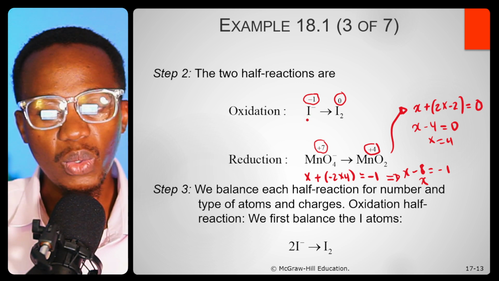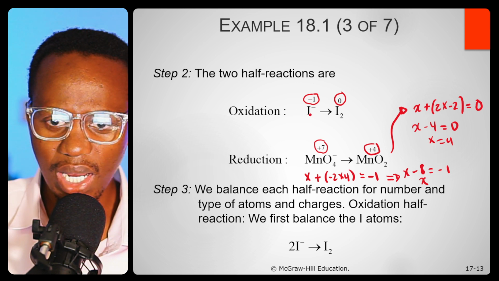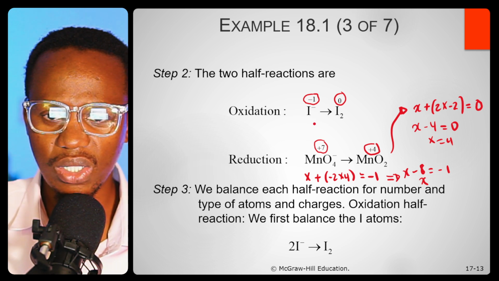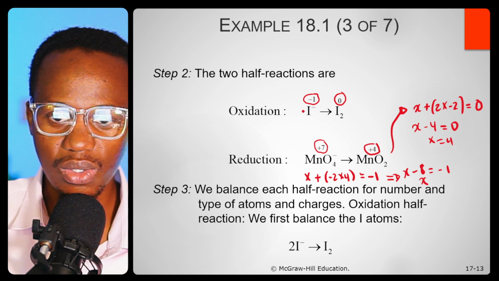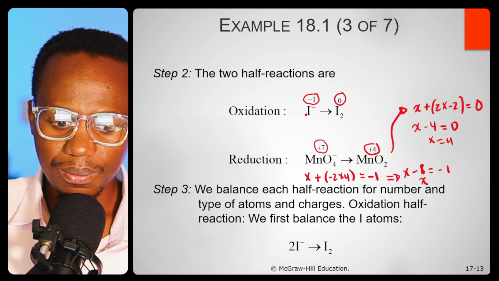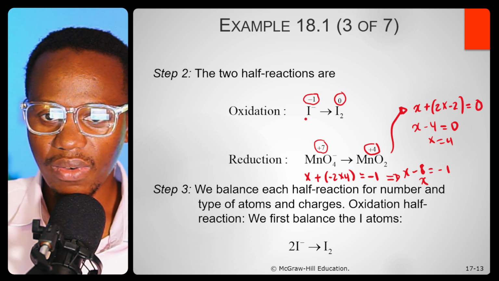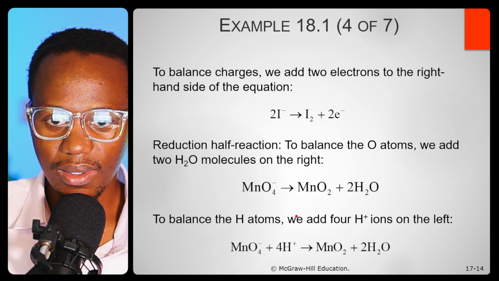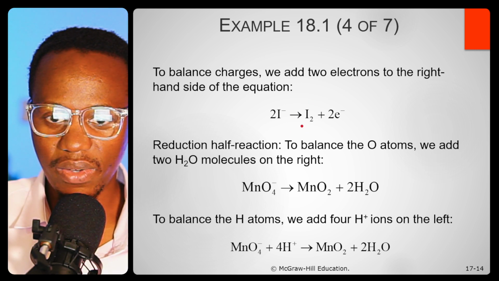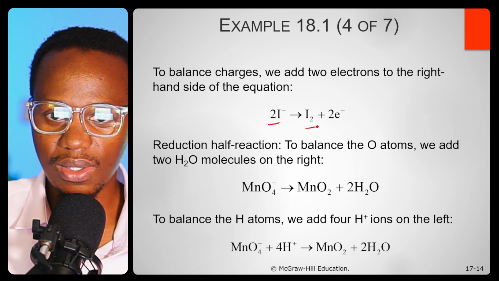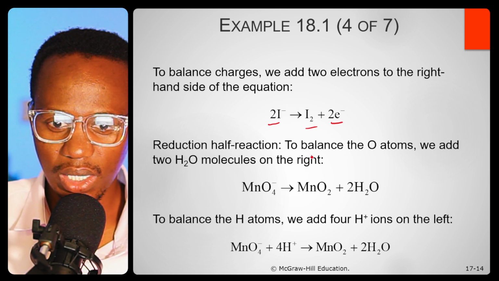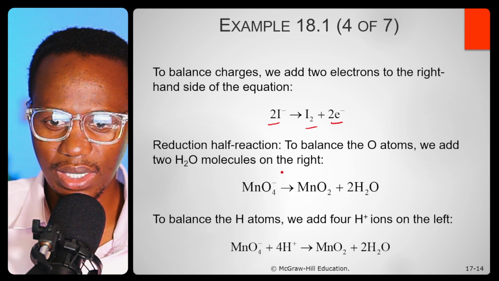Step 3, we're going to balance each half of the reaction, but neglecting oxygen first. So here you have I negative to I2, we put 2 in front of I, and then make sure that you have electrons. So 2I minus is equal to I2 plus 2 electrons, right? And then we are doing the next part.